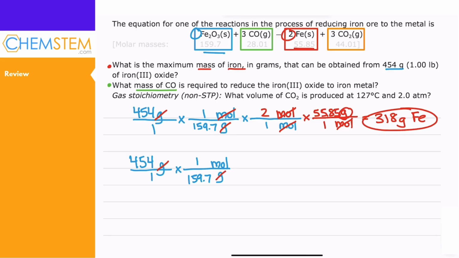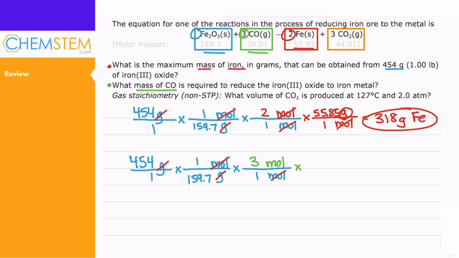Then we can cancel out top and bottom here. And we're going to keep going with this. We're going to get rid of moles of the iron(III) oxide. But now we're going not to moles of carbon dioxide or moles of iron. We're going to moles of the carbon monoxide. The mole to mole ratio is 3 to 1. So we have 3 here and we have 1 here. Let's cancel out our units top and bottom.